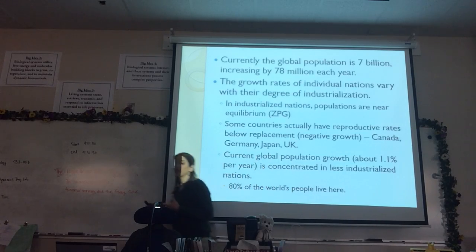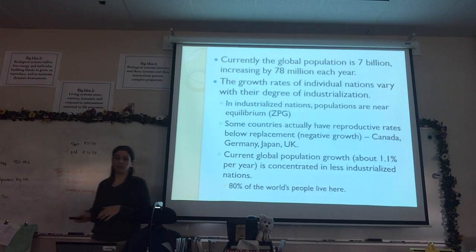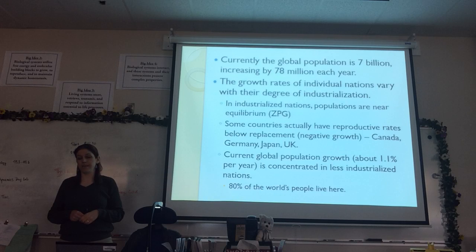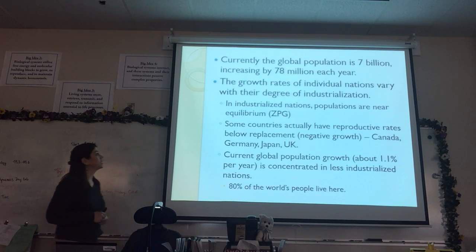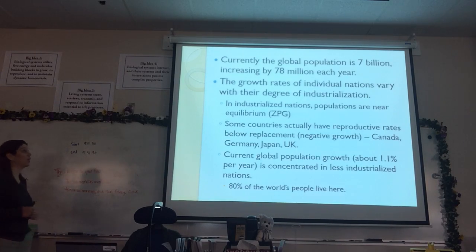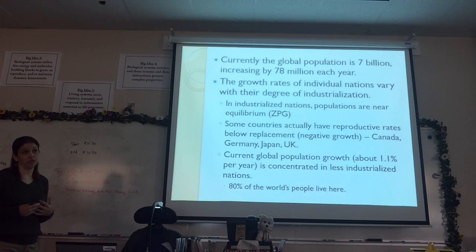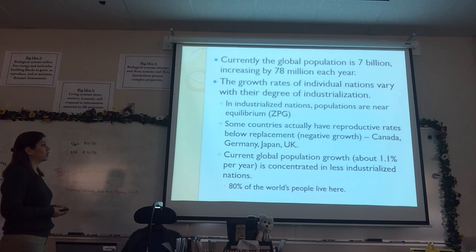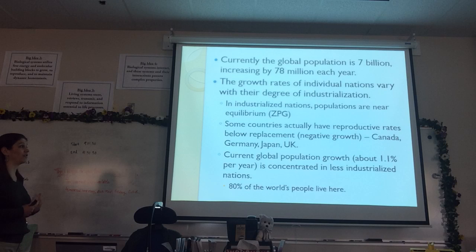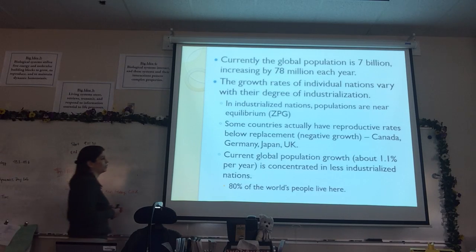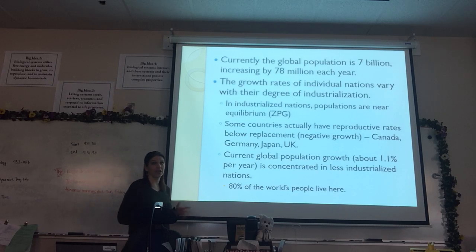Okay. Currently, the global population is between 7 and 8 billion. We're increasing at about 78 million a year. The growth rates of industrialized nations are much slower than the less industrialized nations. Most industrialized nations' populations tend to be near equilibrium, near zero population growth. Replacement is the same as death. And so there are some countries that actually have negative growth. Canada, Germany, Japan, and the UK are examples of countries that actually have negative growth.